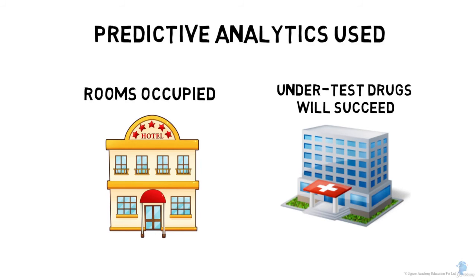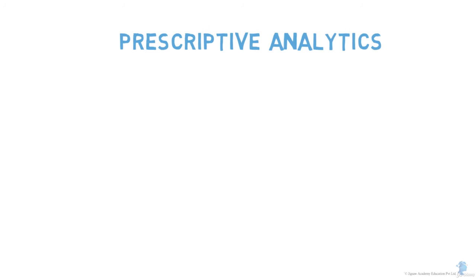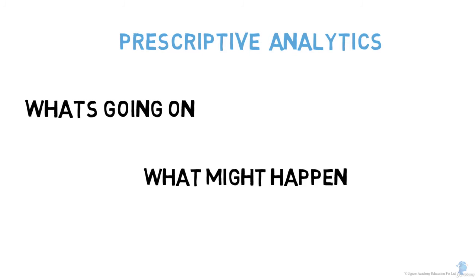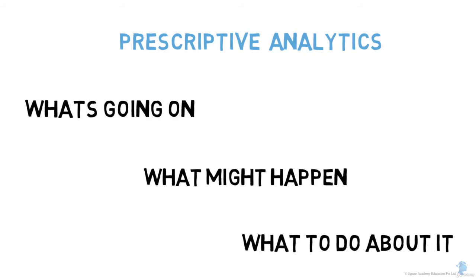In addition to these two, there is a third type of analytics which came into existence very recently, maybe just a decade old. This is prescriptive analytics. Prescriptive analytics goes beyond predictive analytics by not only telling you what's going on, but also what might happen and most importantly, what to do about it. It could also inform you about the impact of these decisions, which is what makes prescriptive analytics so cutting edge.